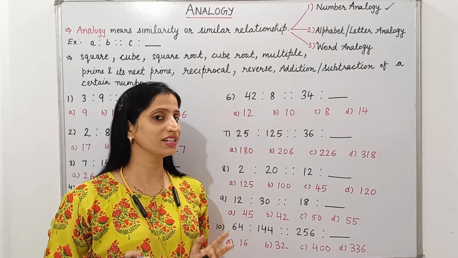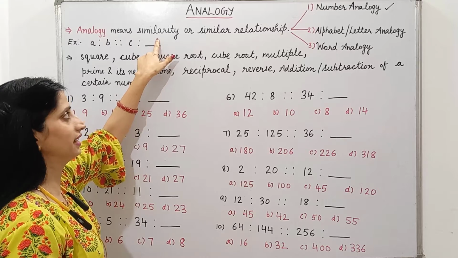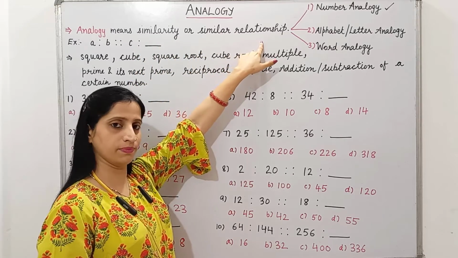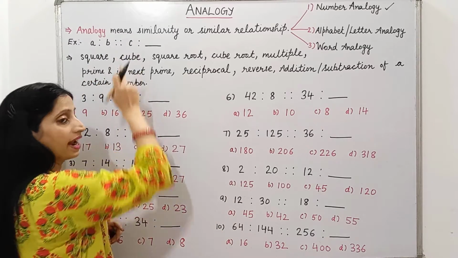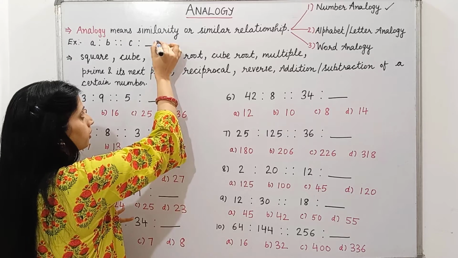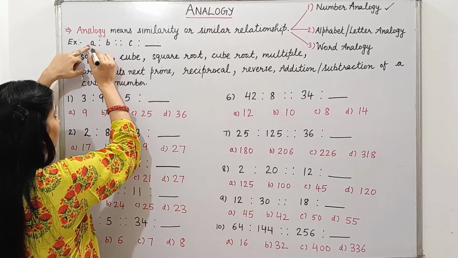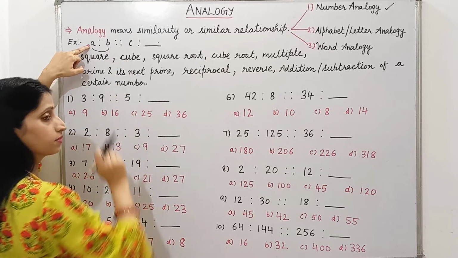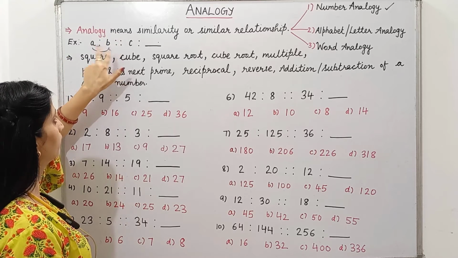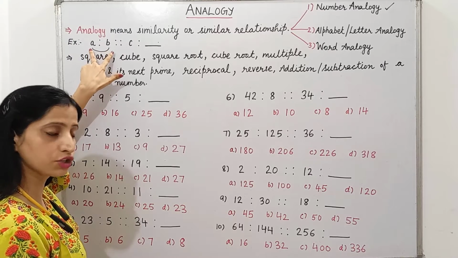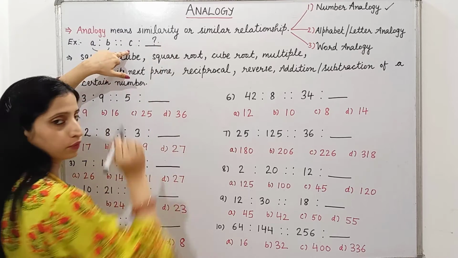Now, the question that arises in our mind is, what is analogy? Analogy means similarity or similar relationship. It means, in these types of questions, three terms will be given and we have to find the fourth term. So what we have to do? We have to find the relationship between the first two given terms, the pair before this double colon, and then we have to apply that relationship to the third term to find this missing, fourth term.